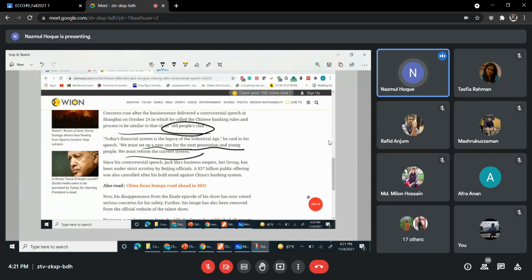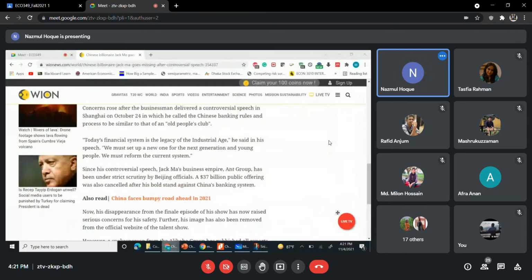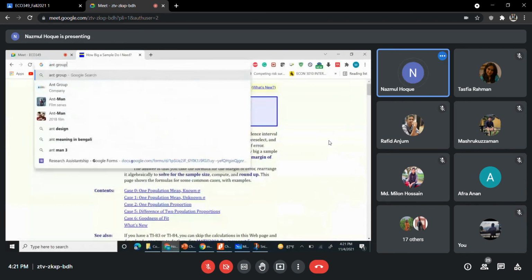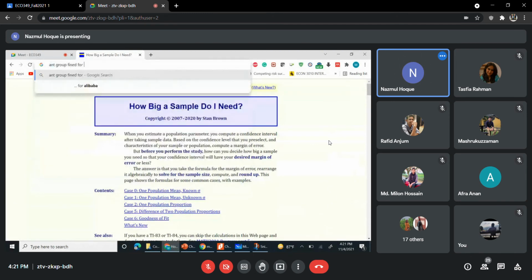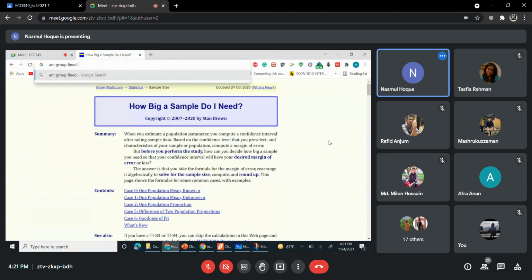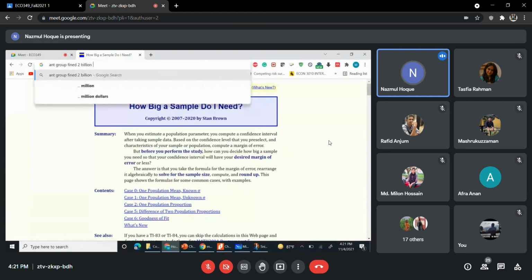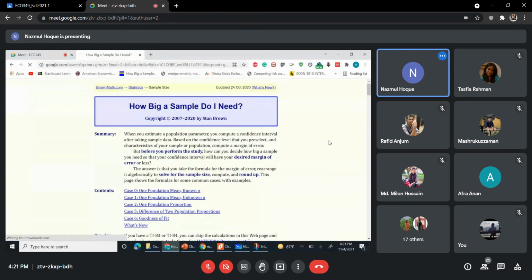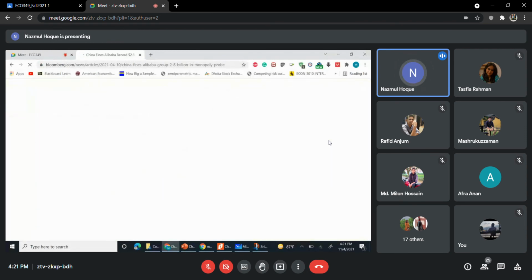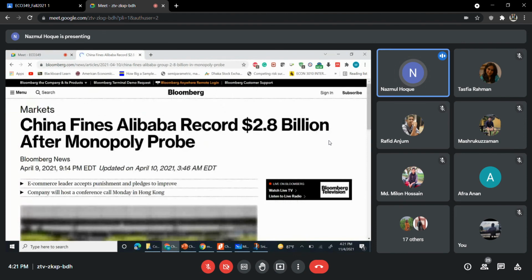Okay, let's see. Alibaba fined for how much? The group was fined $2 billion. China's Alibaba fined a record 2.8 billion, or almost $3 billion.